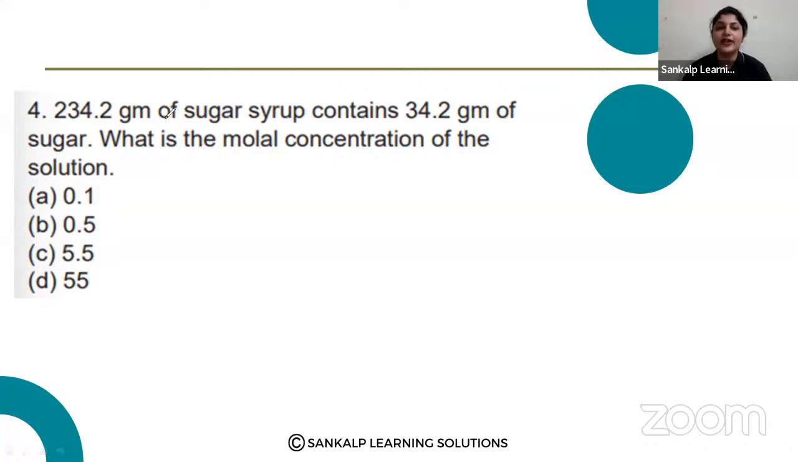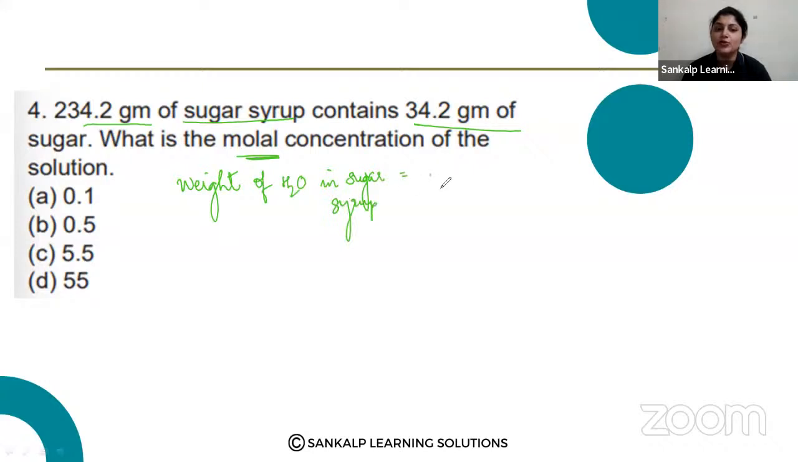Here they have given the sugar syrup, which is the whole solution. The solute is sugar, and its weight is 34.2. We want to find the weight of the solvent, because molality needs the weight of the solvent in kg. Which is our solvent? Sugar syrup is prepared by dissolving sugar in water. So what is the weight of the water in the sugar syrup?